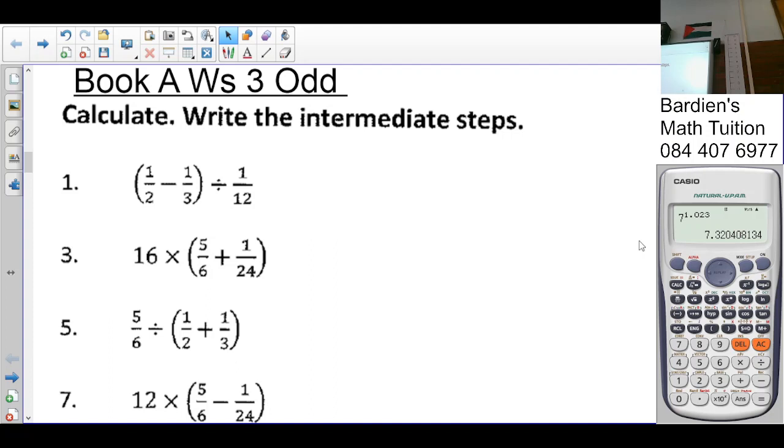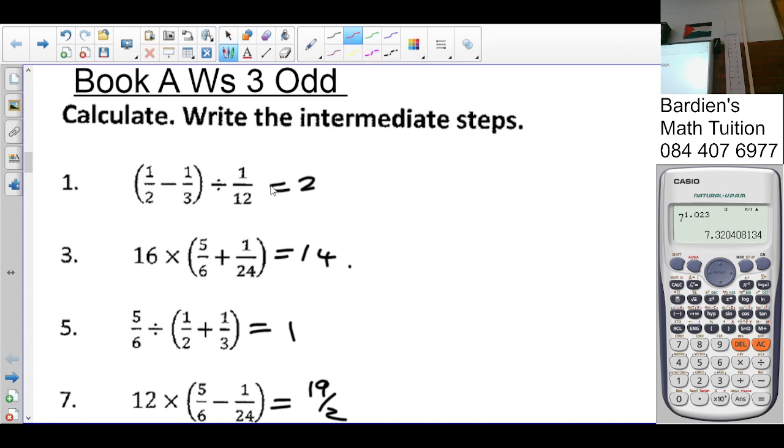So the first answer, it might be wrong, is 2. Then 14. Then 1. Then 19 over 2. Right. Any problems with number 1? Anybody? You all okay with it? Number 3. Yes. Right, talk to me.